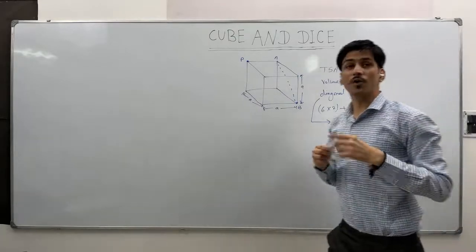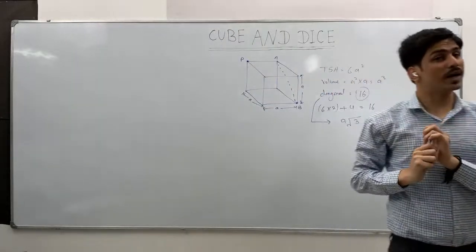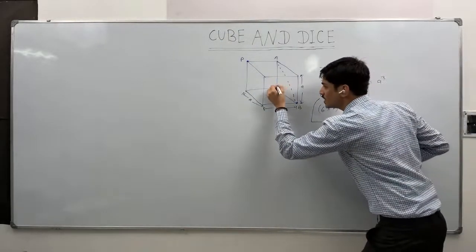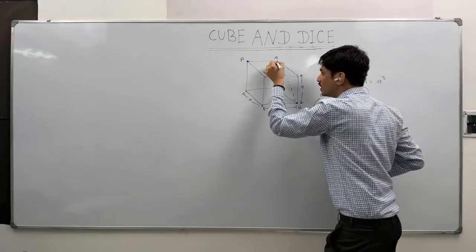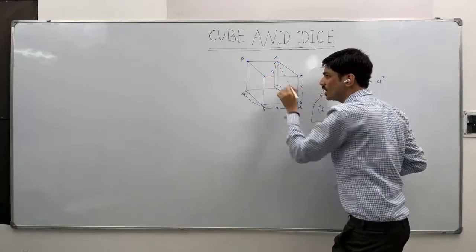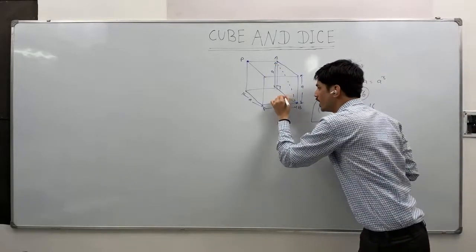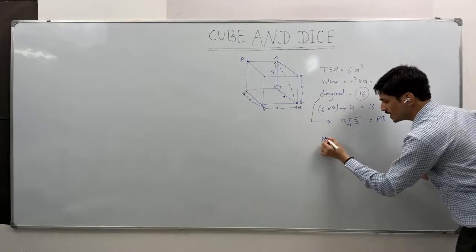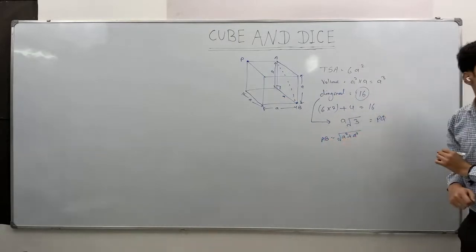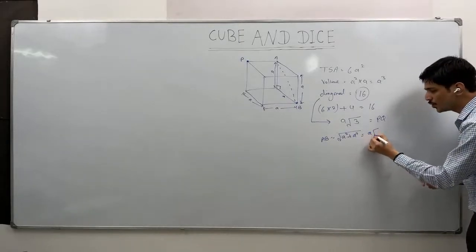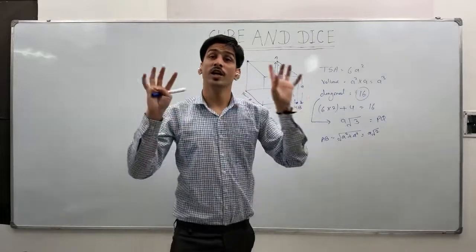But if I ask you, how can you find the length of the surface diagonal? Can we apply the Pythagorean theorem here? Can I say this is 90 degrees? Clear? And what is this length? A only, right? Because each side is A only. This is also A. Now if I apply the Pythagorean theorem, can I say AB is nothing but the root of A square plus A square, right? And what is this? A root 2. Clear? So this is nothing but the lateral diagonal or surface diagonal.